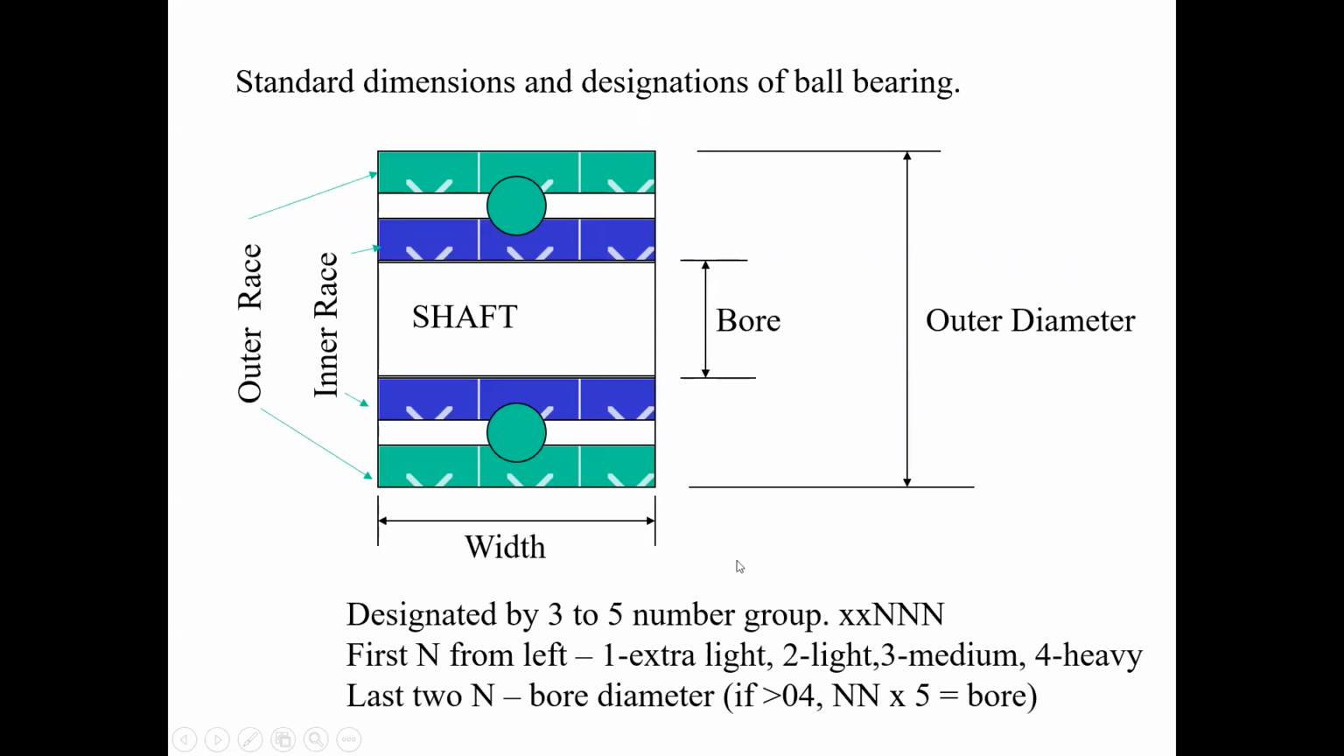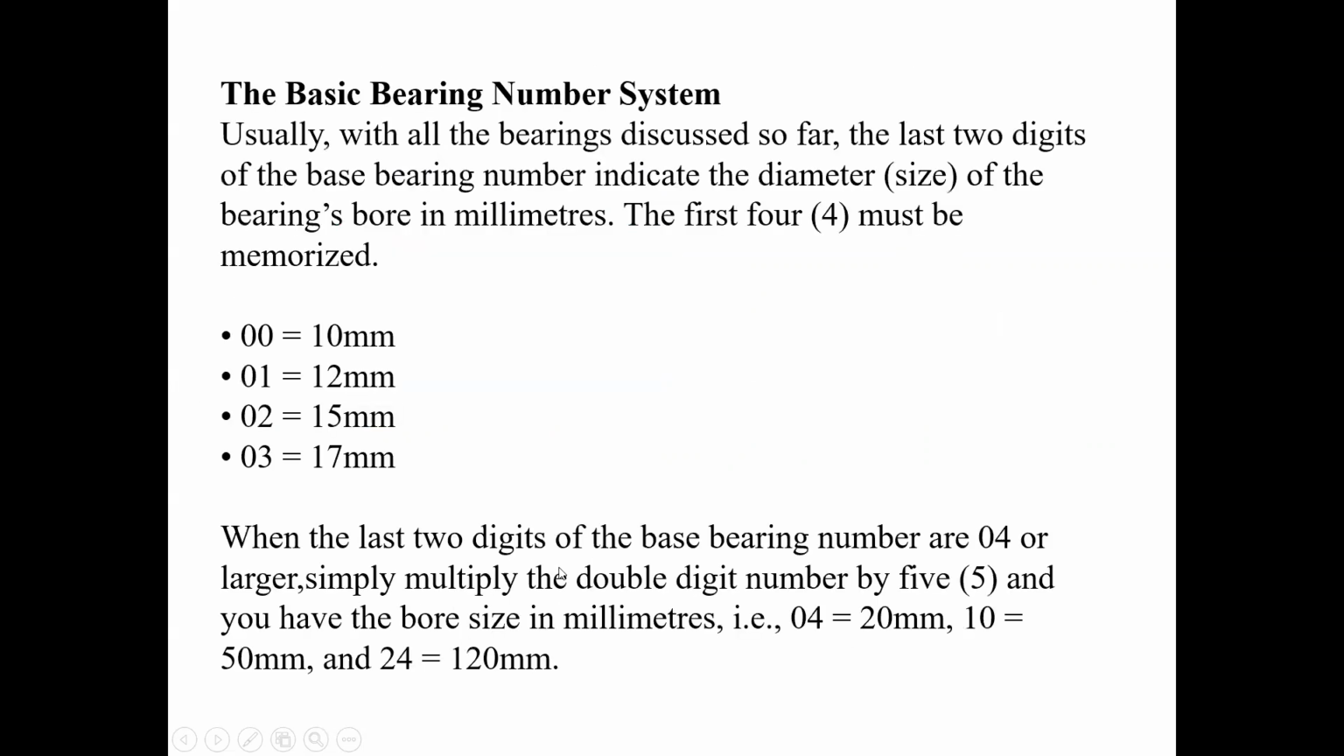We will go into details on the numbering for the ball bearing. This one we call the inner race, the blue one. This one, the green one, is the outer race. This is the cross section of the bearing.